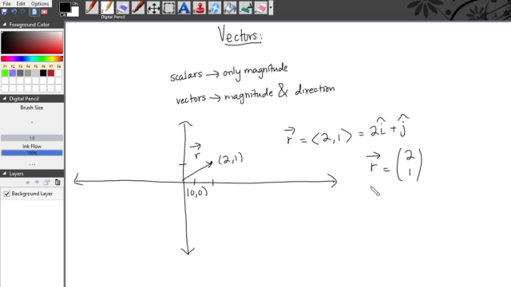To denote that a quantity is a vector, you can either draw an arrow above it like I did here, or you can type it in bold. But since I'm writing, I obviously can't put it in bold.